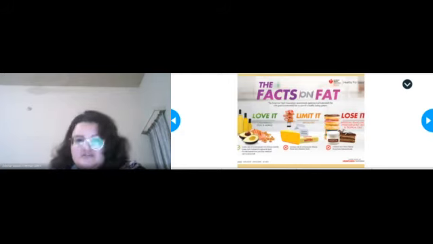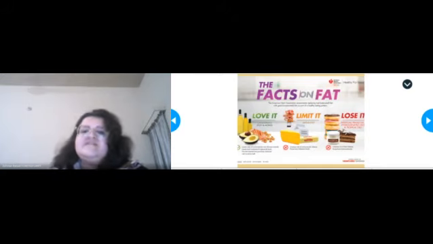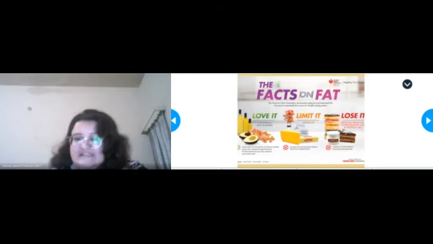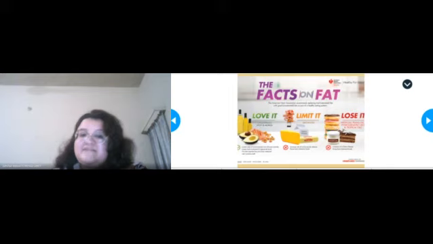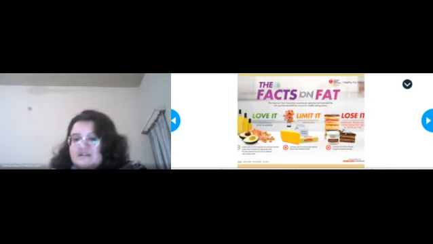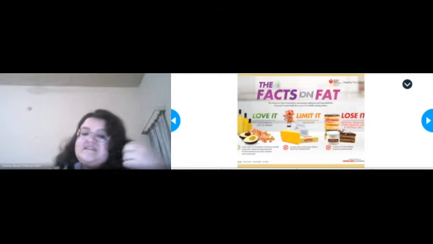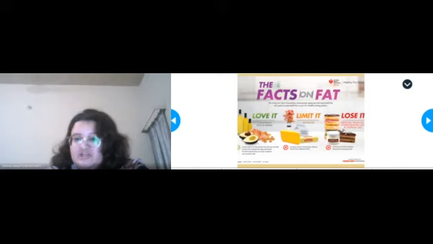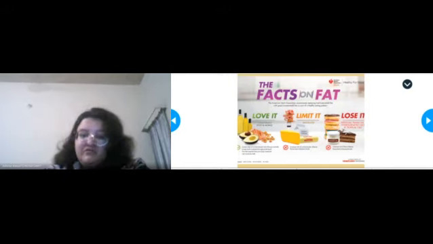So limit saturated fats, don't omit, limit. Lose it means say no to these fats: donuts, coconut oil, cakes, all the fats present in these, basically all the man-made fats. Avoid those fats, because again they increase the risk of heart diseases and they increase the bad cholesterol level in your body. So lose this fat, avoid it.